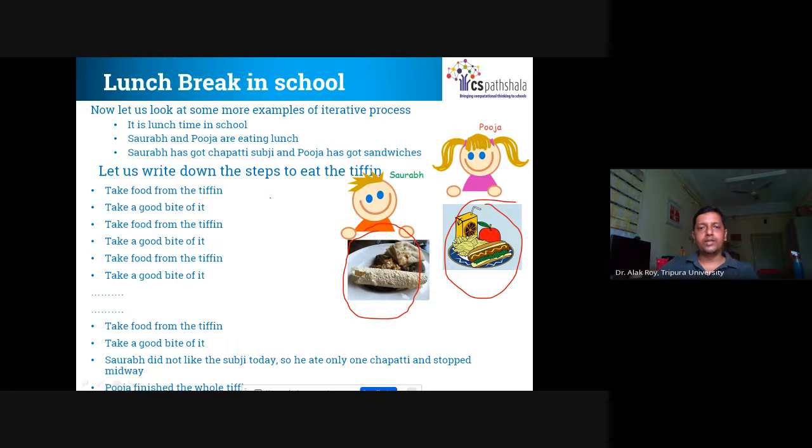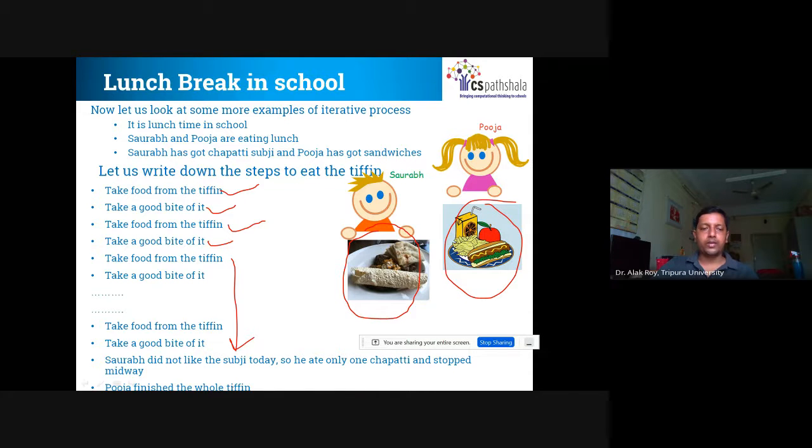Let us write down the steps to eat the tiffin. Take food from the tiffin. Take a good bite of it. Take food from the tiffin. Take a good bite of it. And this process will continue until it ends. Saurabh did not like sabji today, so he ate only one chapati and stopped midway.